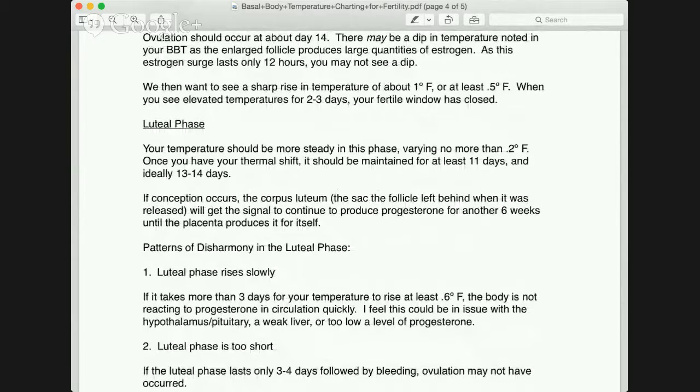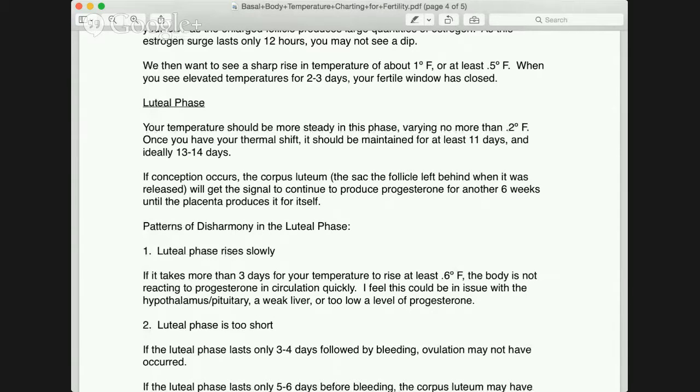Okay, so now we're into the luteal phase, the second half of your cycle. It should be at least 11 days, but ideally 13 or 14 days. You really shouldn't see a lot of variation in this phase. 0.2 variation is not very much variation. So that temperature should stay nice and high and strong at 98ish. That's important for maintaining pregnancy, and it's a sign of strong estrogen. It can also be a strong sign of thyroid activity. There's a relationship between thyroid and progesterone.